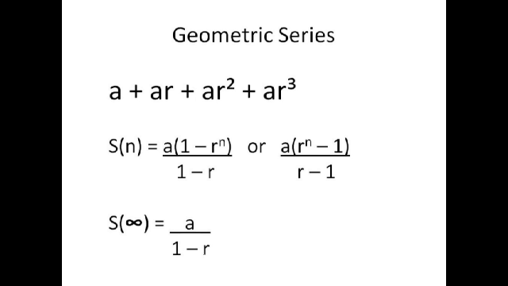Quite often you'll be asked to find the difference between the sum to infinity and the sum to a certain number of terms, say 50. So you work them both out and then take one from the other to get the difference. Your common ratio could be a whole variety of numbers. If it's negative, your terms will alternate between positive and negative. If your common ratio is between 0 and 1, your terms will get smaller and smaller in size, and if it's greater than 1 they will increase in size.